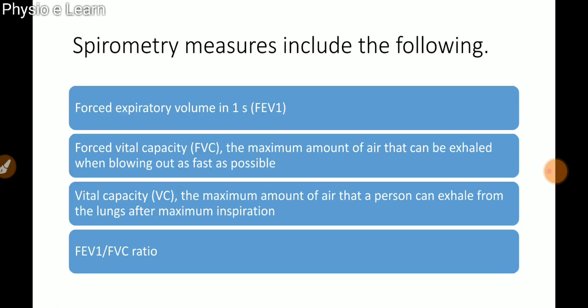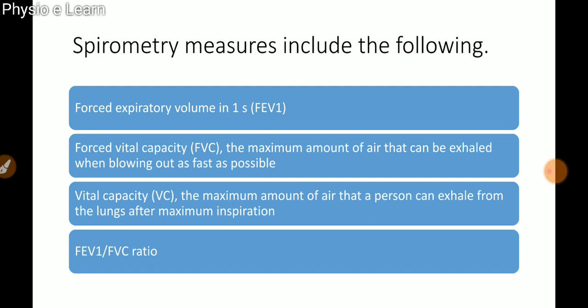Now spirometry measures include the following. The first most important measure is the FEV1. What is FEV1? FEV1 is the forced expiratory volume in 1 second, that is the amount of air which has been expired in the first second of expiration. When the patient starts expiration, the volume of air which is expired in the first second is termed forced expiratory volume 1.